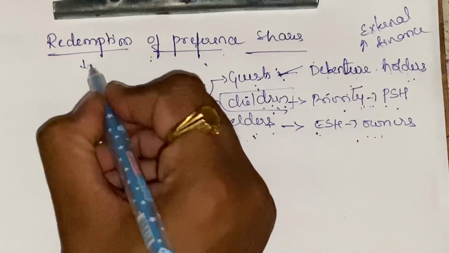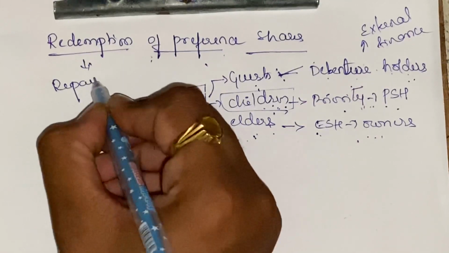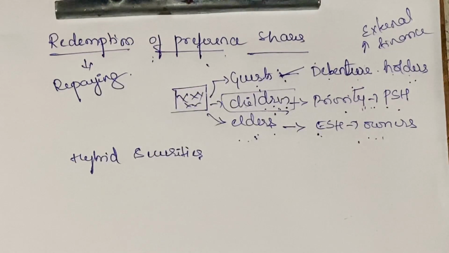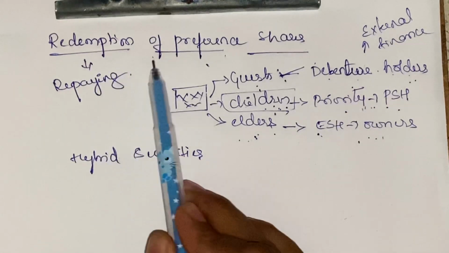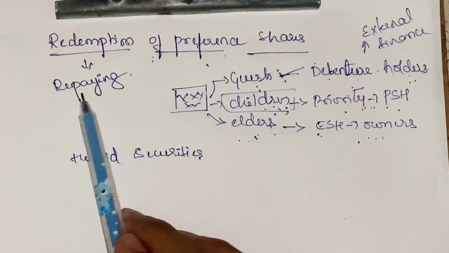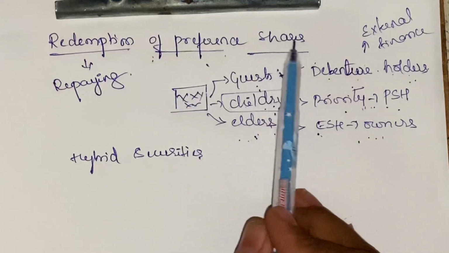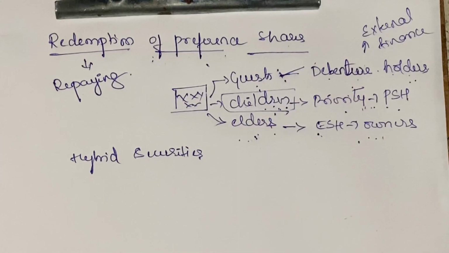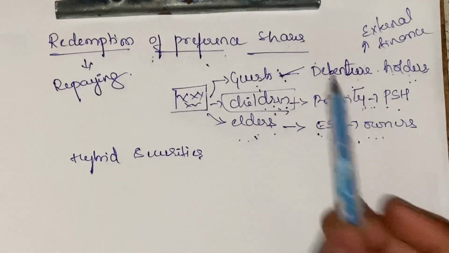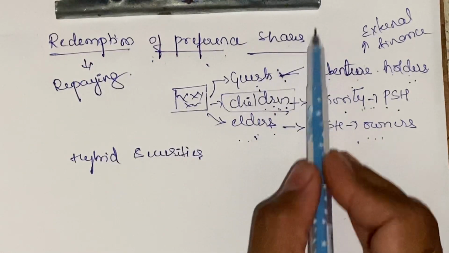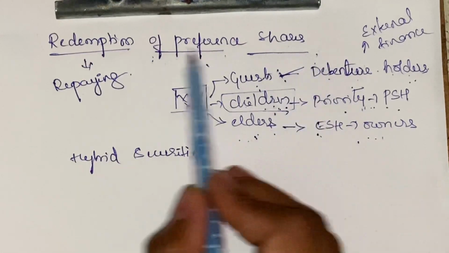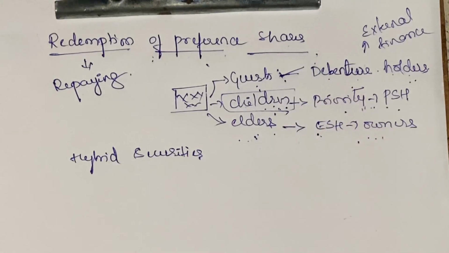Now what is the meaning of redemption? Redemption is nothing but repaying. In simple word, the redemption of preference shares refers to repayment of preference shares to its holders. Am I being clear? So this particular chapter completely deals with accounting format of the redemption of preference shares. This particular chapter belongs to 4th semester advanced corporate accounting under Bangalore University curriculum.